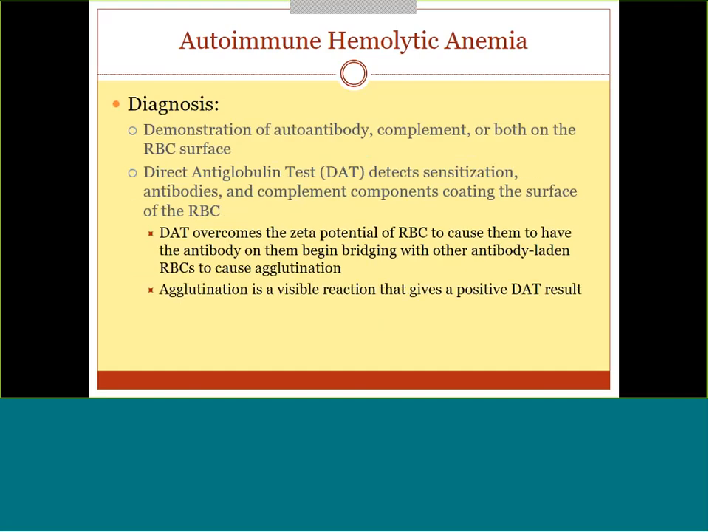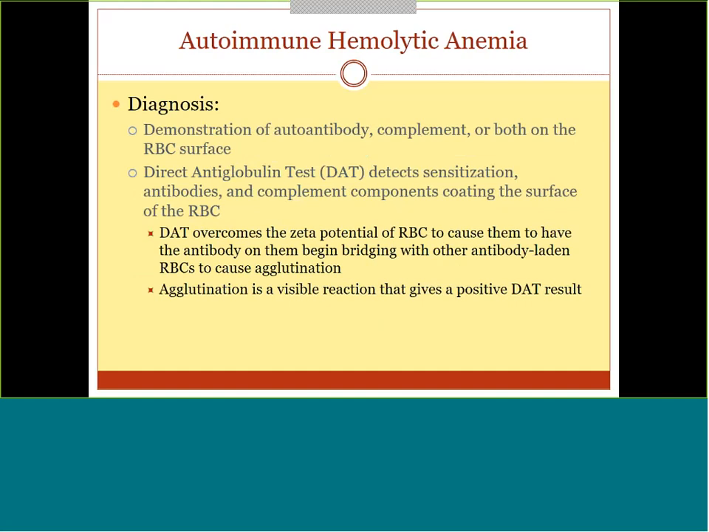So to diagnose it, we would want to see that there is an autoantibody present to be causing this. So there is a test that's called DAT, direct antiglobulin test. Now this is a blood bank test. We perform this test in the blood bank. So when you guys get into blood bank class, you'll learn a lot about it. I'm not going to focus on knowing it here because you learn more of it there.